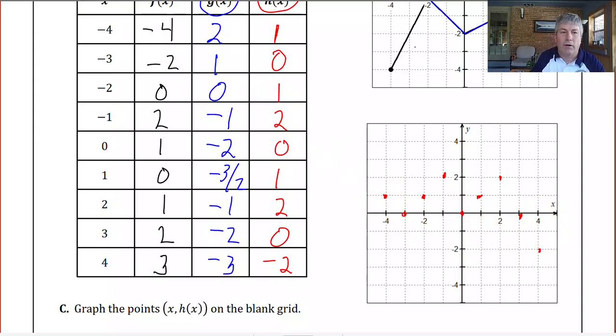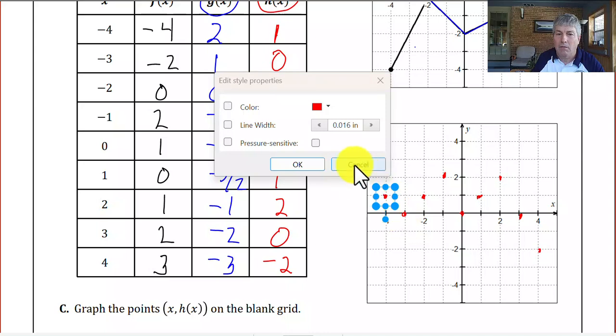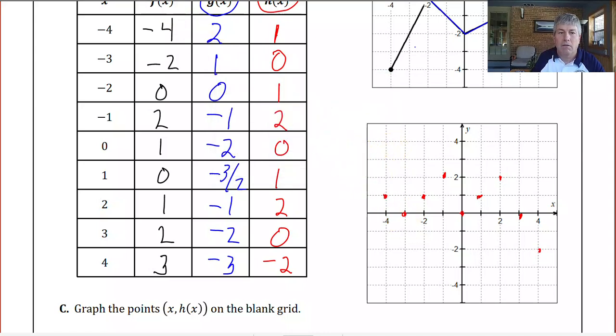And now I can string all those together, and we get a function that looks like this.